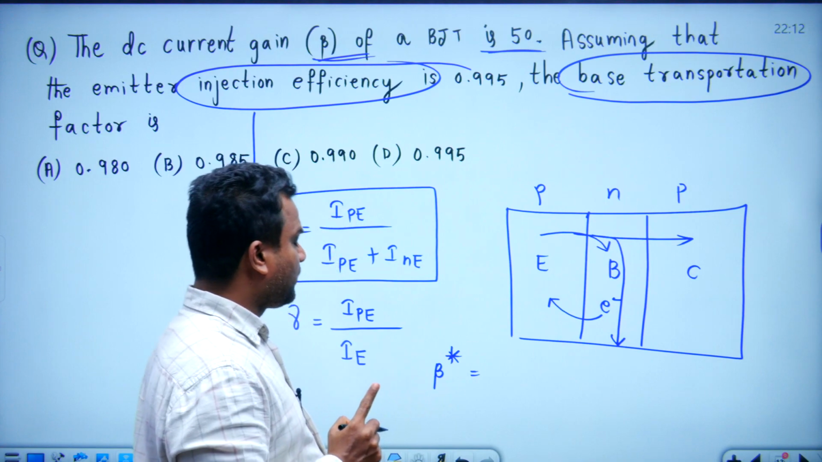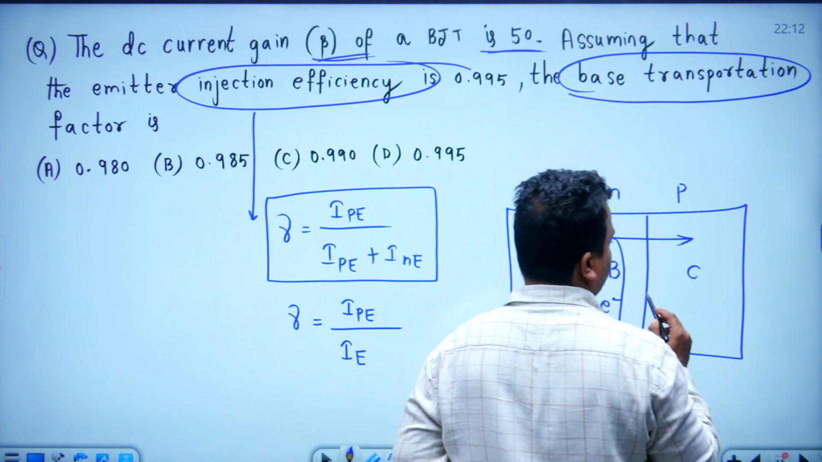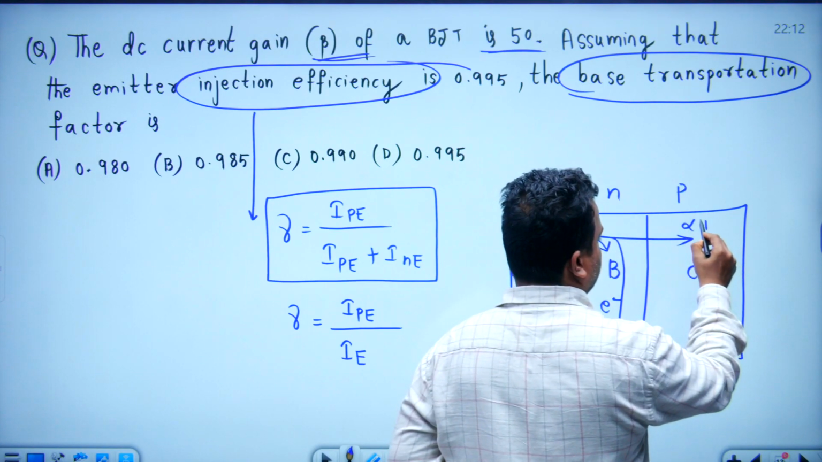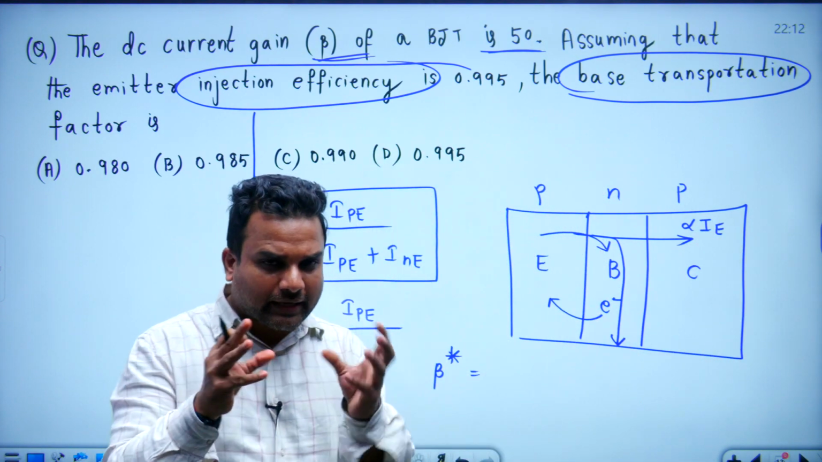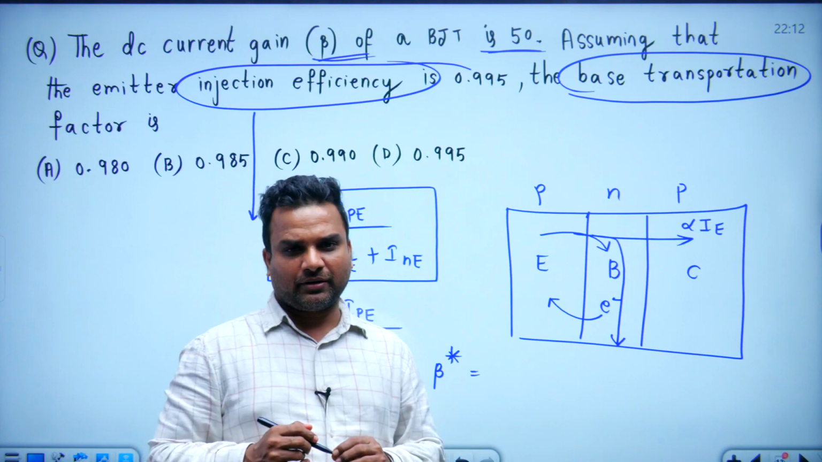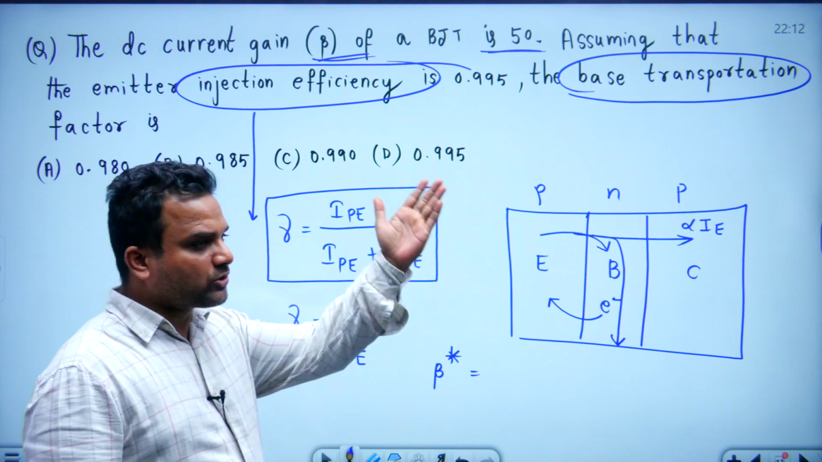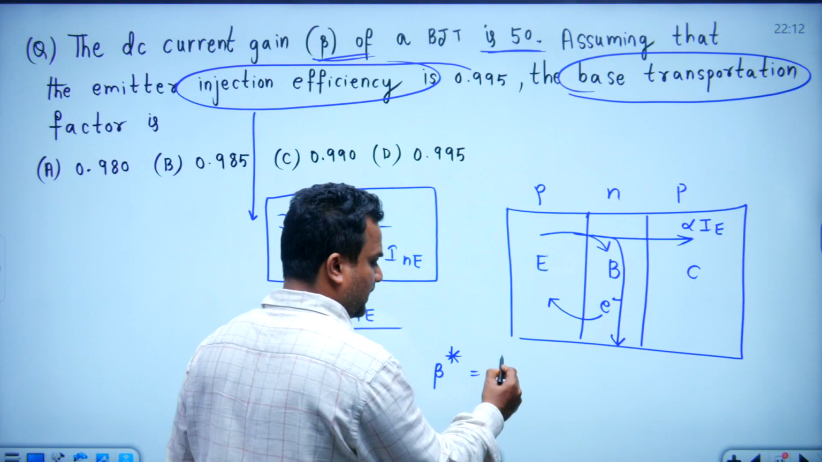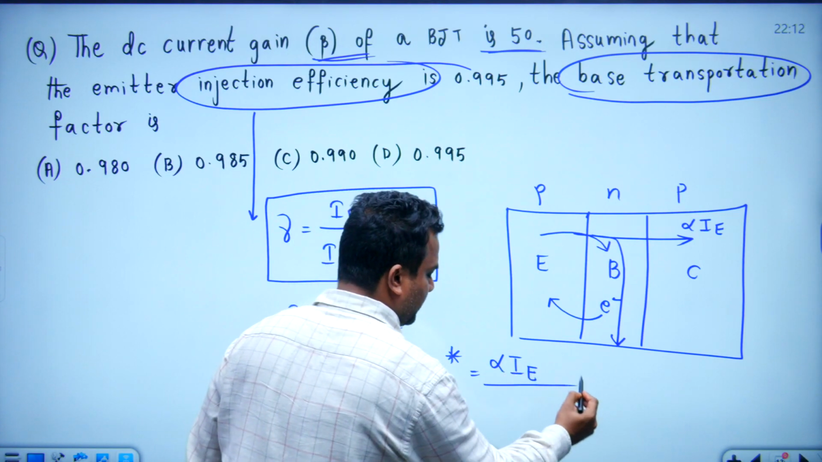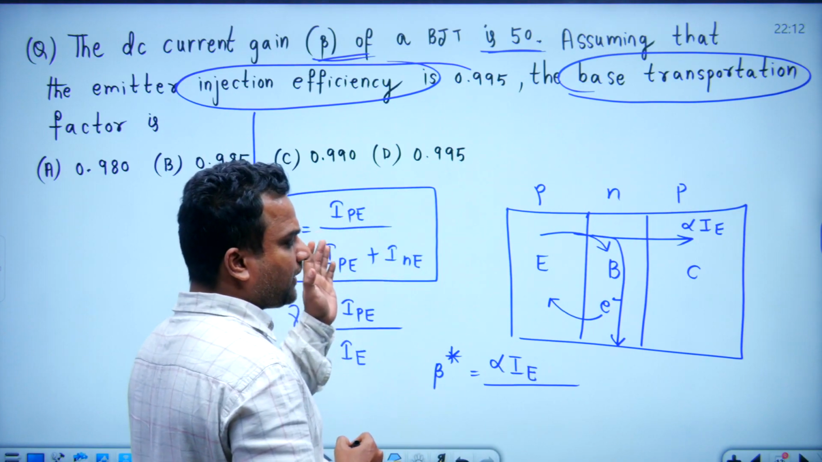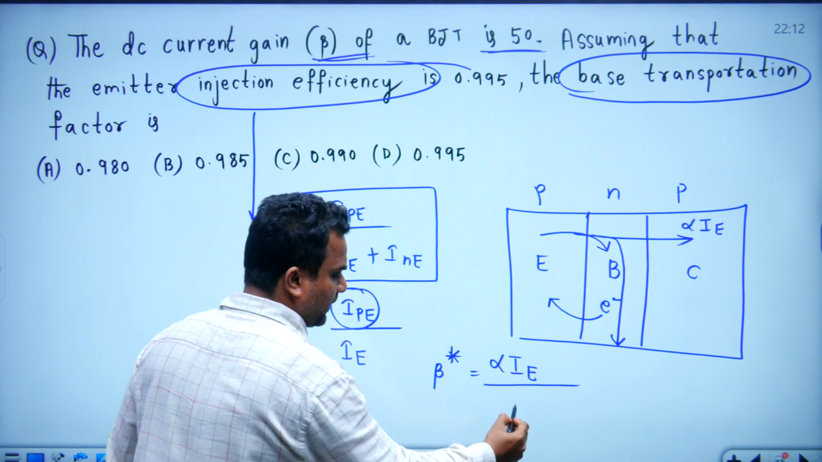Got it? Now whatever carriers are going towards the collector, let's assume that is alpha IE, where alpha is what we call the current gain of a common base configuration. So the beta star, the output current going towards the collector, is alpha IE by what is the current incoming into the base, that is IPE only.